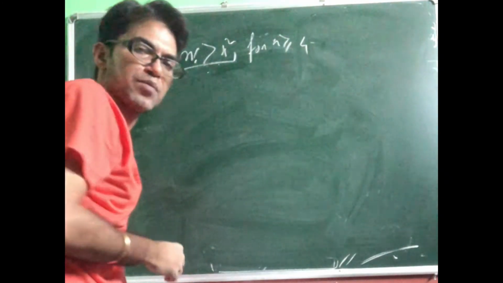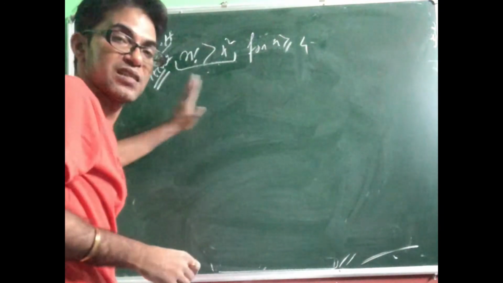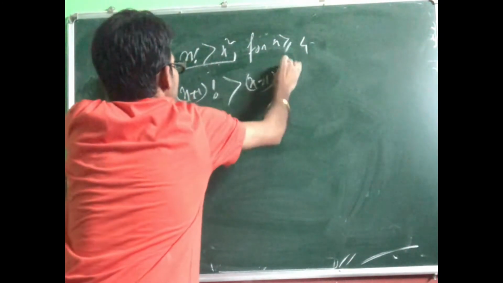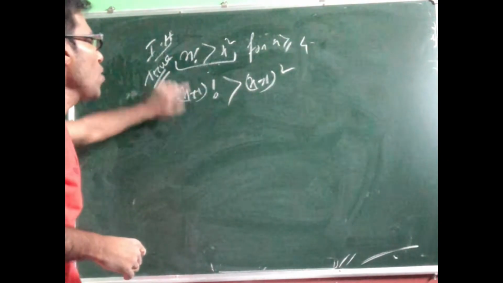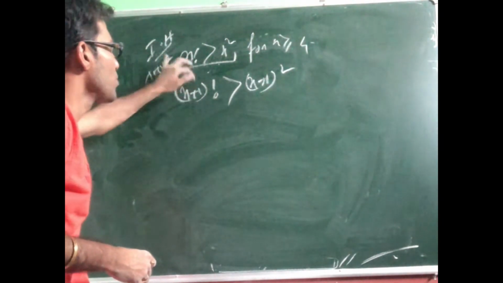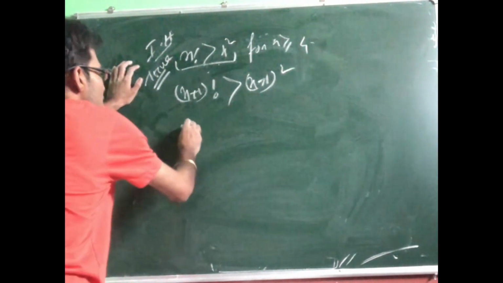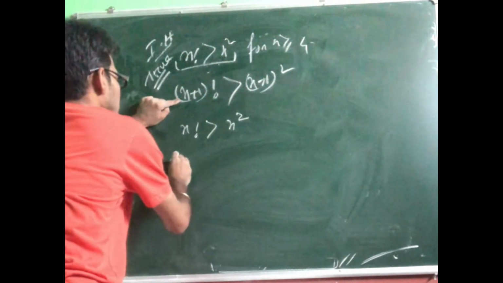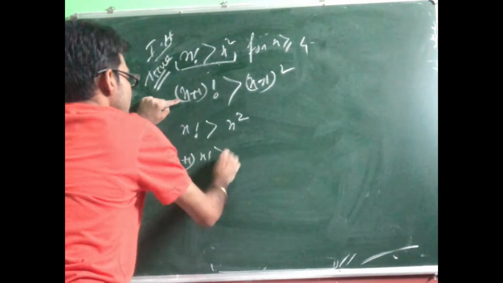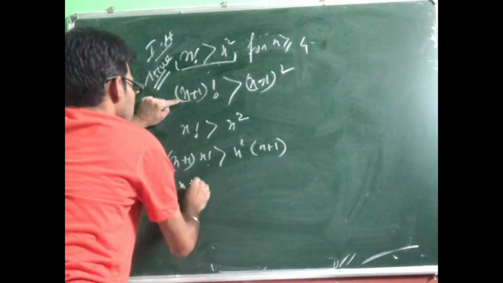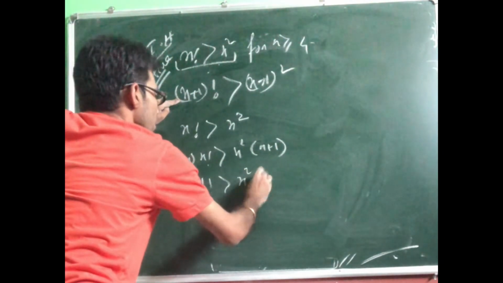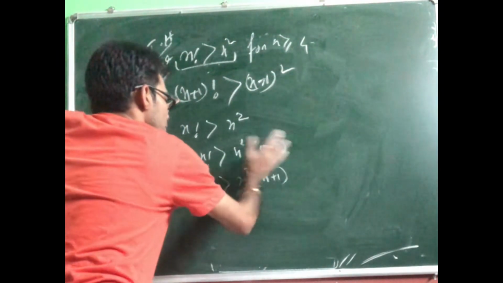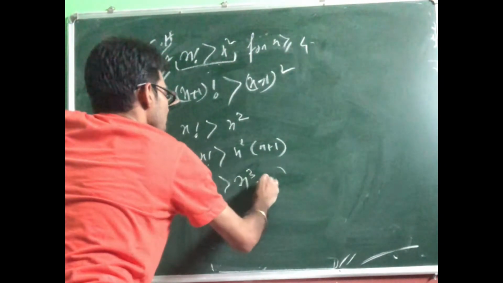What I need to prove is that this statement must hold true for n equal to n plus 1. So now I need to replace this n with n plus 1. So this becomes n plus 1 factorial, which is greater than n plus 1 square. So how can I get this form from this one? Since I have n factorial already greater than n square, to get this form it is quite easy, because if I multiply n plus 1 on both sides, it becomes n plus 1 factorial greater than n square times n plus 1, and this becomes n cube plus n square.